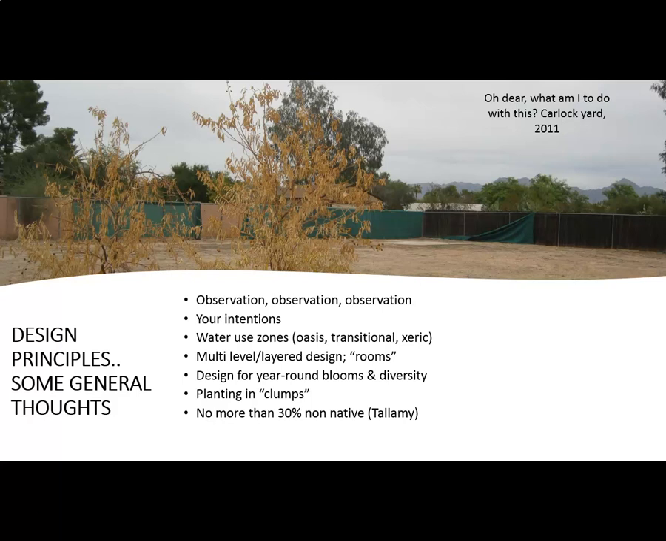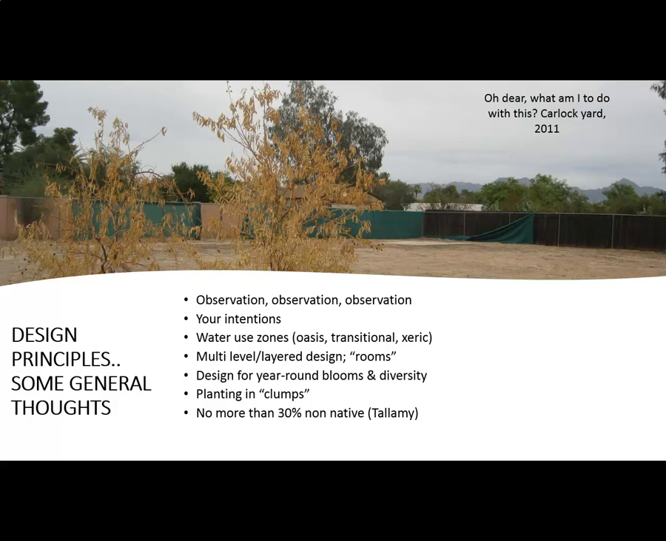And then observation paired with your intentions. What do you really want your space to be? Do you want your space to be a space that is very ultra low maintenance? That's going to really drive a lot of what you do. Or do you want a space that is maybe focused on supporting birds? That's going to be a different kind of space. So those two things, I think, really drive a lot of what you might do in your garden design.